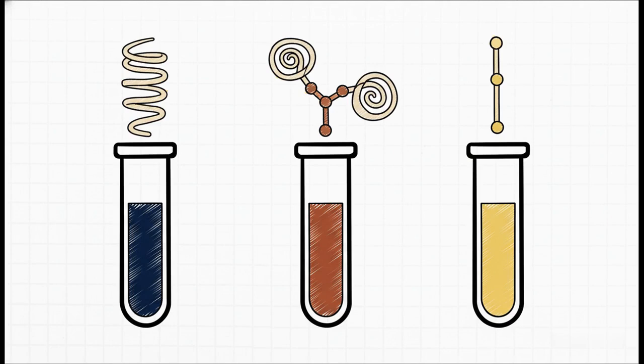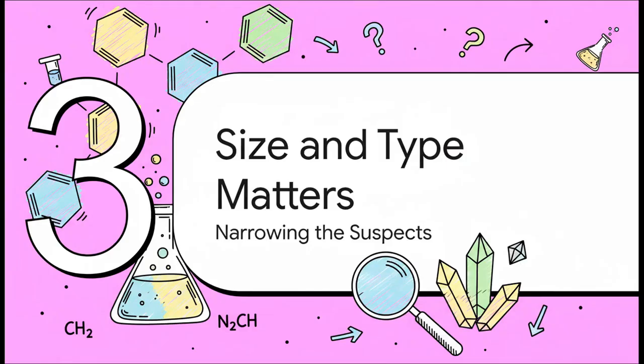It's all about shape. Think of starch as this big, coiled spring. When you add iodine, the iodine molecules get trapped inside those coils, and that's what gives us that classic deep blue-black color. Glycogen is a bit more branched, so it gives a reddish-brown. And cellulose? It's just a straight chain, so the iodine has nowhere to get trapped, and we see no change at all.